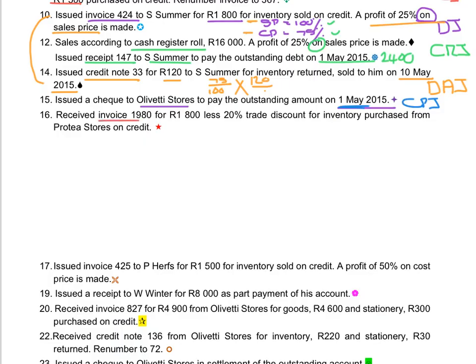Receive invoice 1980 for 1,800 less 20% trade discount. So we must deduct the 20% immediately. No entry is recorded for the trade discount because that is not the amount that we pay for the goods, and we don't owe that amount to the creditor. So 1,800 times 20% will give me 360. And if I deduct that from the 1,800, my purchase price is 1,440. We purchased these goods on credit, so it will be recorded in the creditors journal.